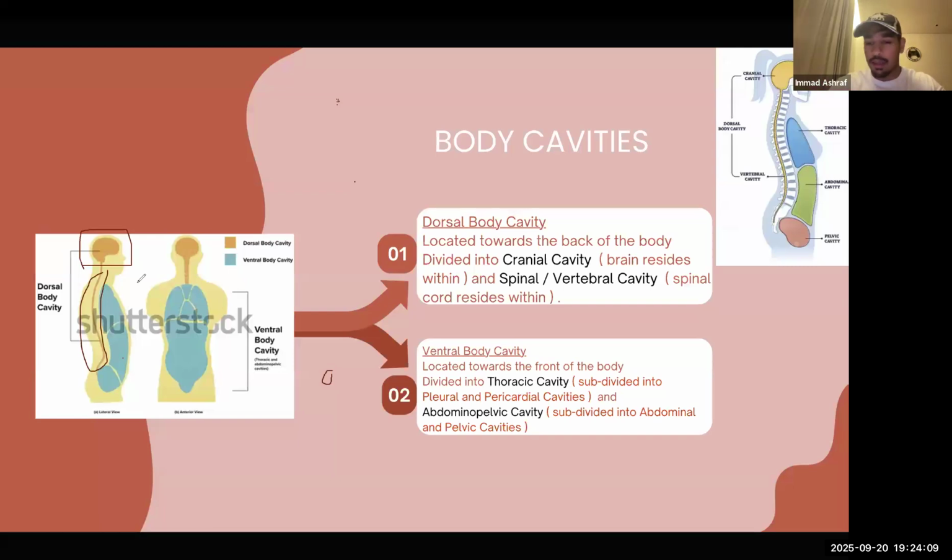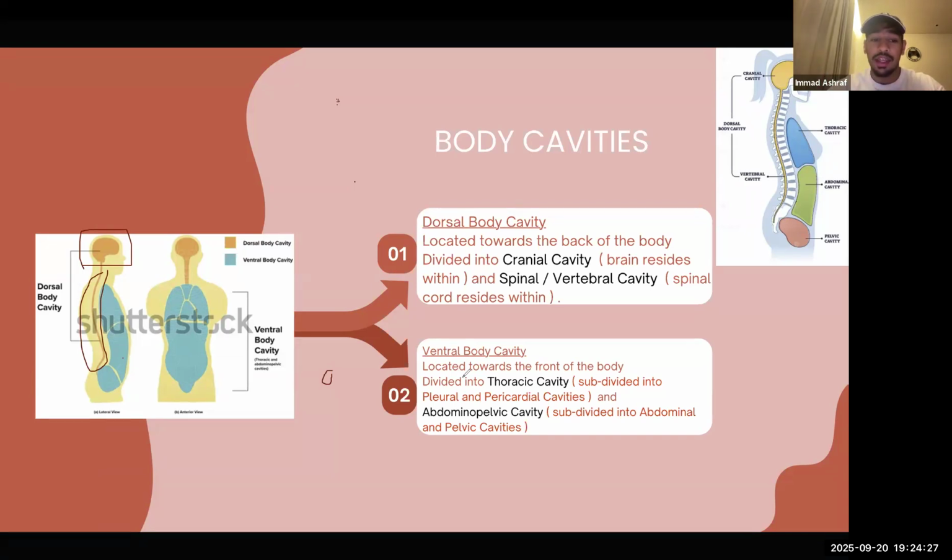And again, you can see it's in the back, so it makes sense that it will be dorsal. Then you have a ventral body cavity, and this is located in the front of your body, right? And this is divided into two, and these are a little bit longer and more complex than the dorsal ones. So you have a thoracic cavity, and you have an abdominal pelvic cavity.